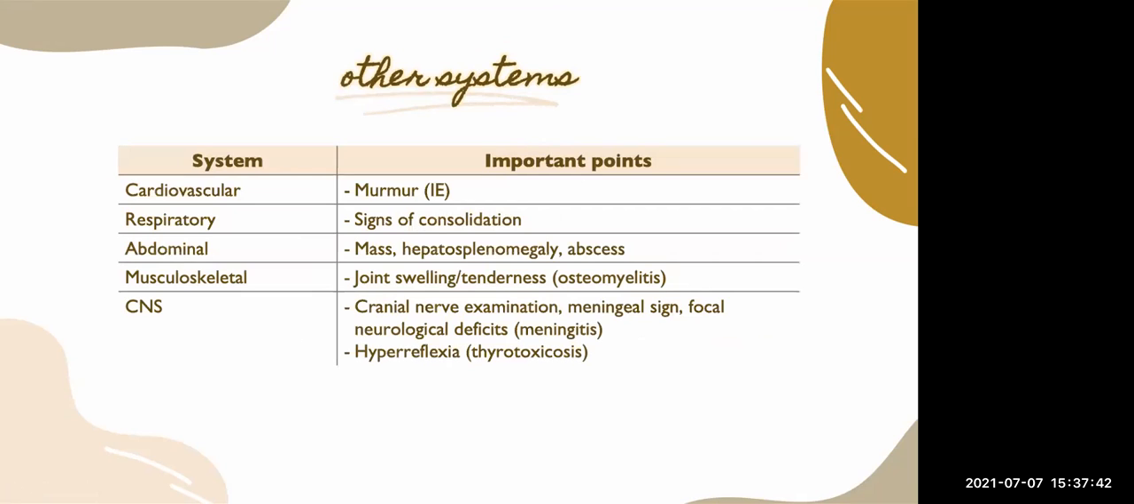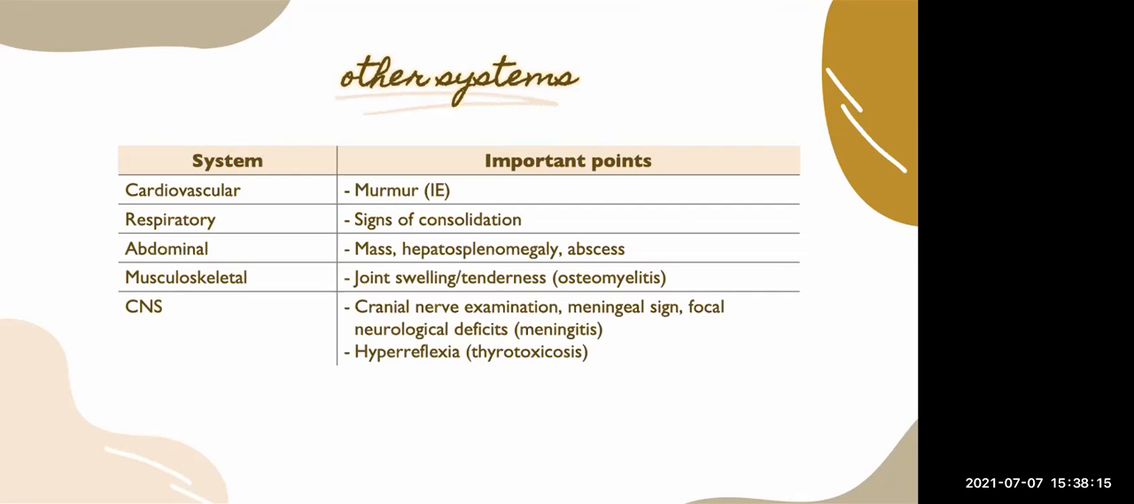So for the cardiovascular, we look for any murmurs for IE, and then respiratory. For respiratory, we look for any signs of consolidation, which may indicate pneumonia. And then for abdominal, we palpate for any mass, hepatomegaly. And then for musculoskeletal, we look for any joint swelling or tenderness, which may indicate osteomyelitis, JIA, or SLE. And then for CNS itself, we look for any signs of meningism.